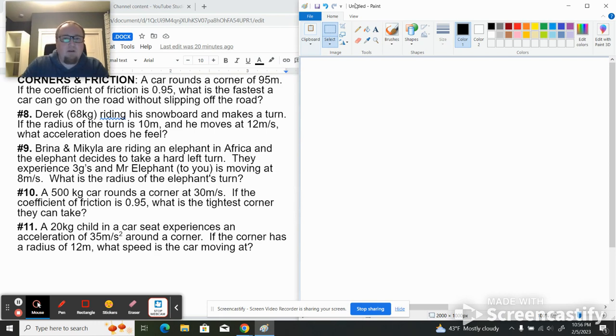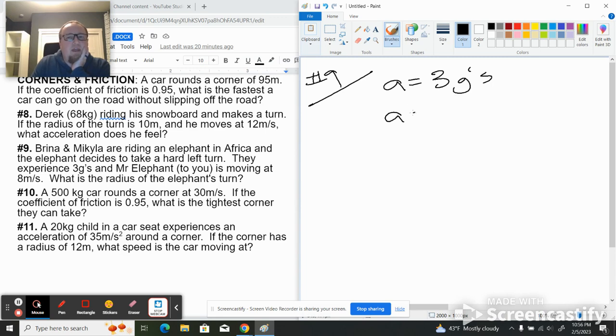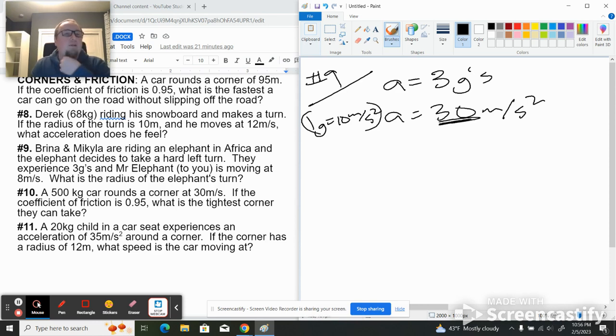Okay, so let's get into number 9. In case you just joined us, this is a weird question. Brina and Michaela are riding an elephant in Africa. This elephant suddenly makes a hard turn. They experience 3 Gs. Let's talk about what that is. 3 Gs means 30 meters per second squared, because 1 G is 10 meters per second squared. So 3 Gs means you're pulling 30 meters per second squared.